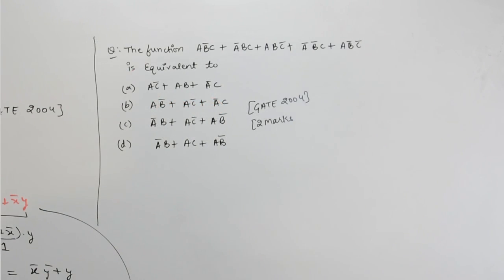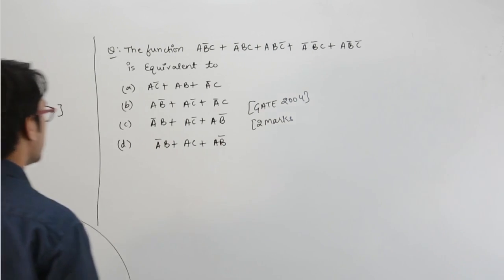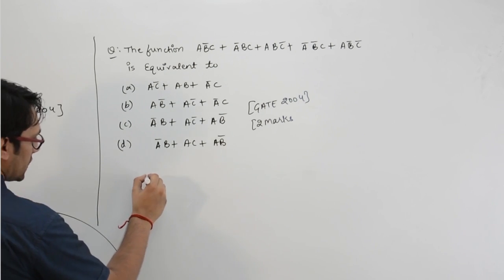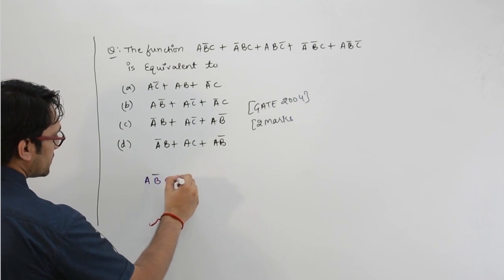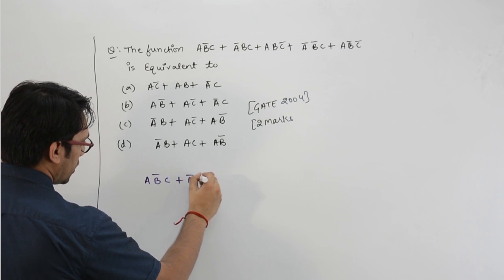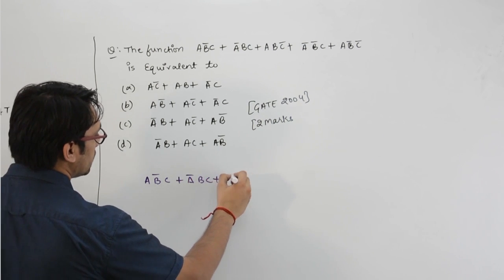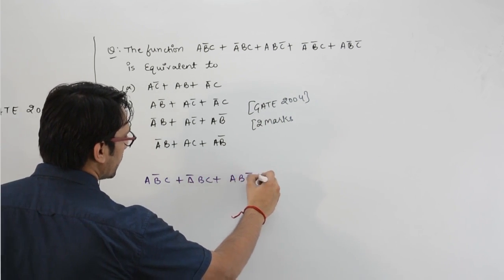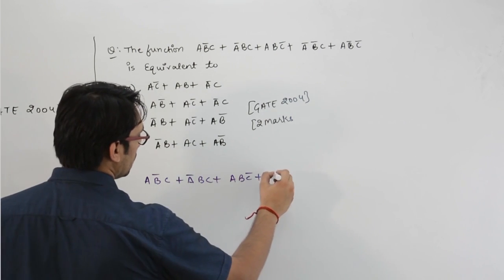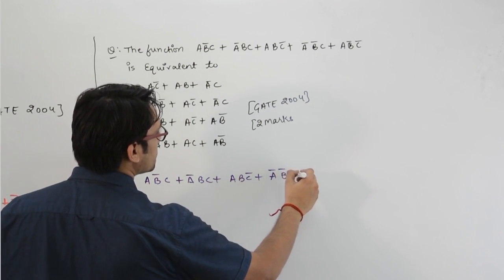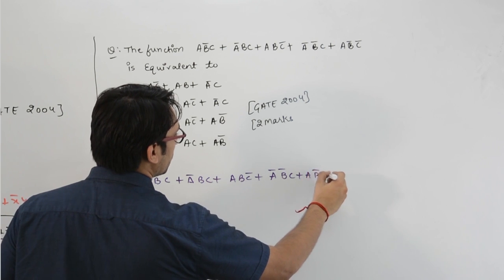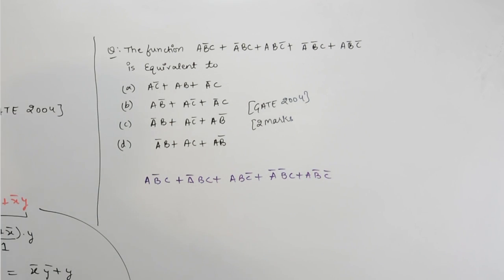So this question was asked in GATE 2004. It is a very simple question. Let us try to solve this question again. So they are saying we have the function which is a b complement c plus a complement bc plus a b c complement plus a complement b complement c plus a b complement c complement, and it is equivalent to which of the following, right?